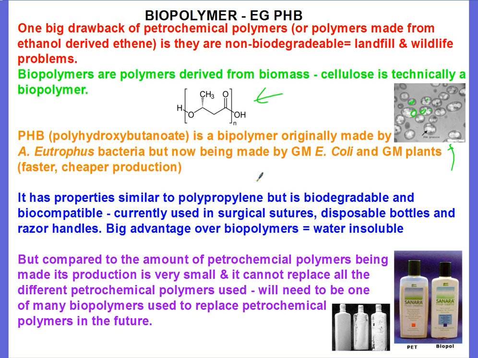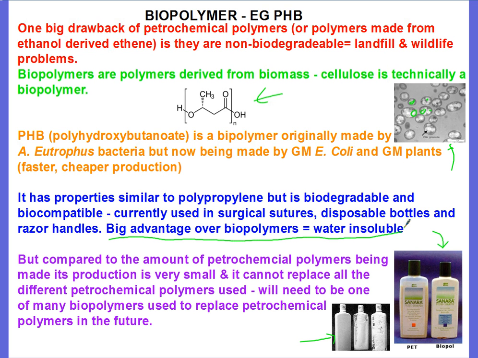It's currently being used in surgical sutures because of its biocompatibility, disposable bottles and razor handles. Here's some example bottles that have actually been made of Biopol or PHB. As you can see here, over time, they do degrade and start to break down in the environment. They are biodegradable. One of the big advantages of PHB over many other biopolymers is it's non-water soluble, and therefore it can last in situations where it needs to be in contact with water or moisture.